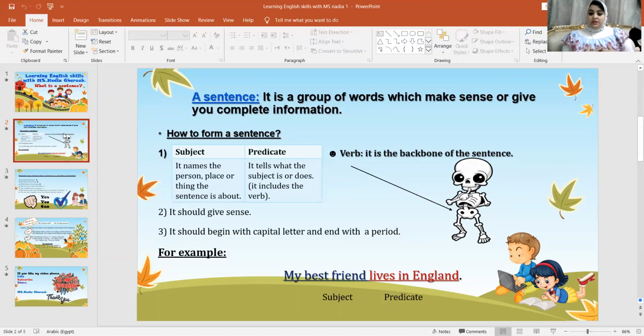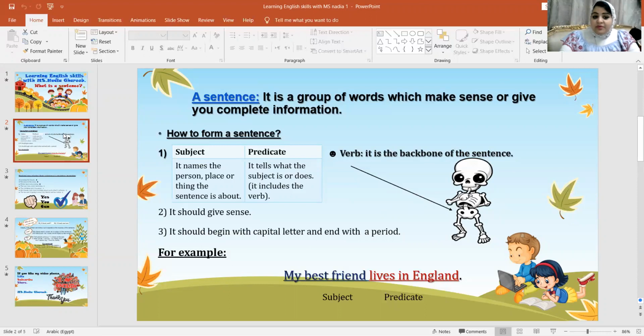Can we as human beings live without a backbone? No, we can't. We have to move by using our backbone because it controls everything in our body. The same in the sentence. The verb is considered to be like the backbone of the sentence. So each sentence should have a verb.